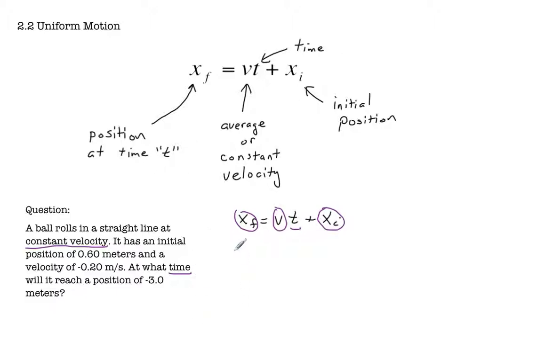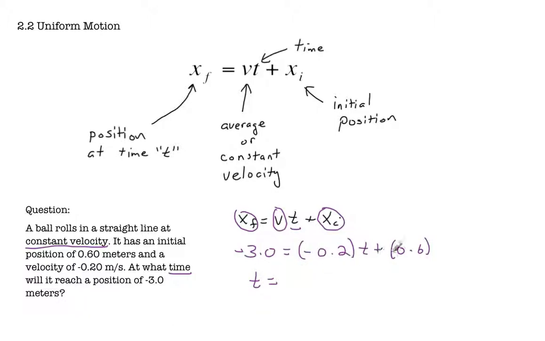And plugging in those numbers, I'll have negative 3.0 for my position. The velocity is negative 0.2. T is what I'm solving for. And I have an initial position of 0.6 meters. So 0.6, I'm putting in the parentheses to make it look a little bit more clean for you. And then use algebra to solve for t.